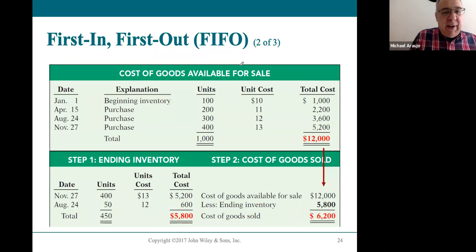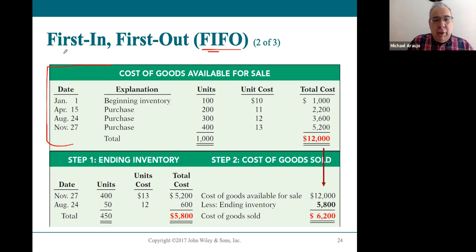So this is a very, very good illustration. It's also in your book, and it's certainly on Wiley to follow regarding FIFO. Again, you cannot do anything without an inventory list. So you have to look at the inventory list for this to make any sense.